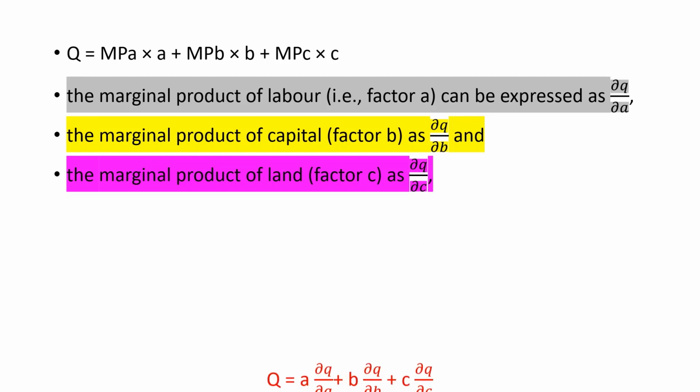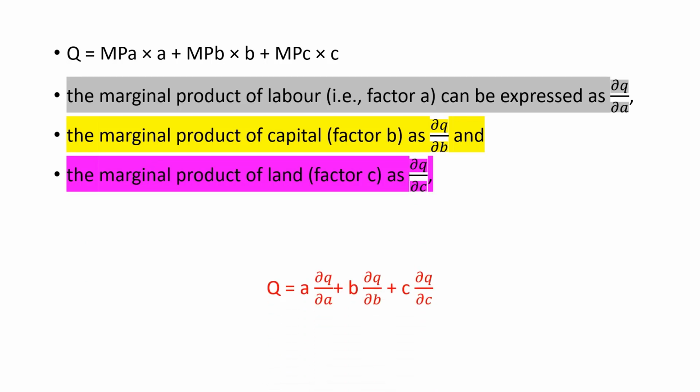Hence, the equation changes as Q, or total product, is equal to A multiplied by ∂Q/∂A, plus B into ∂Q/∂B, plus C into ∂Q/∂C.